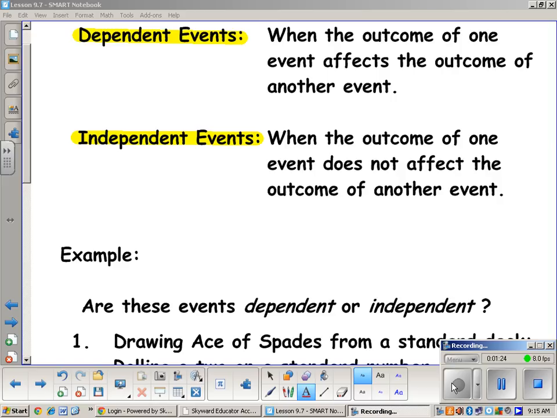So that first draw has affected the outcome of the second draw. So those events are dependent. Now, if you take that card and put it back in, and I'm back to 52 cards in my deck, is my second outcome affected at all by the first one? No. So replacement versus non-replacement means that I might have a dependent event in one situation and an independent event in another. Okay?